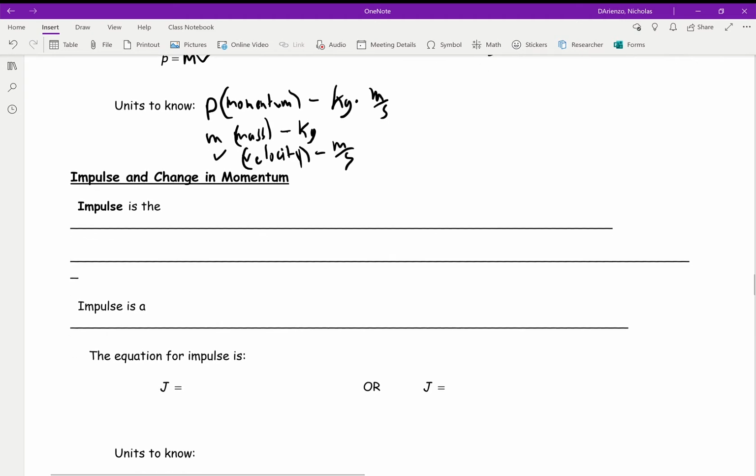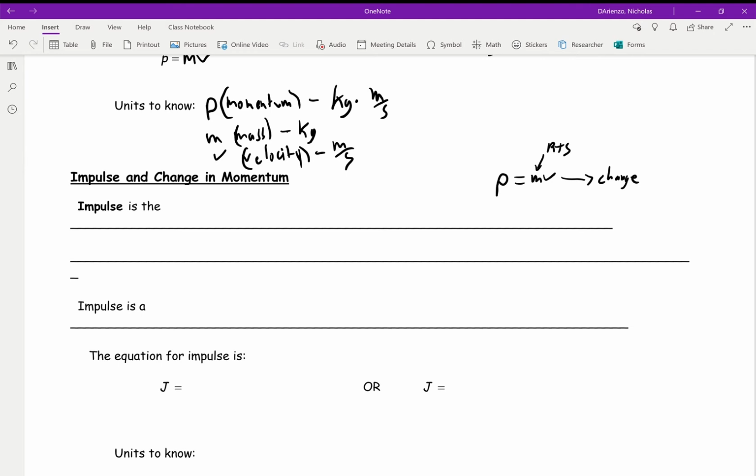Now, impulse is how we might change an object's momentum. In order to change the motion of an object that is moving or affect its momentum, we know that momentum equals mass times velocity. The mass will remain the same, so the velocity must change. And in order to get the velocity to change, we need to impart an impulse to the object.